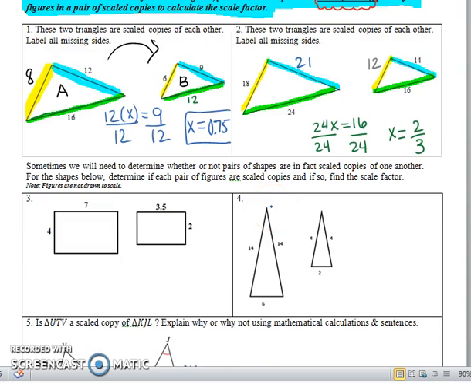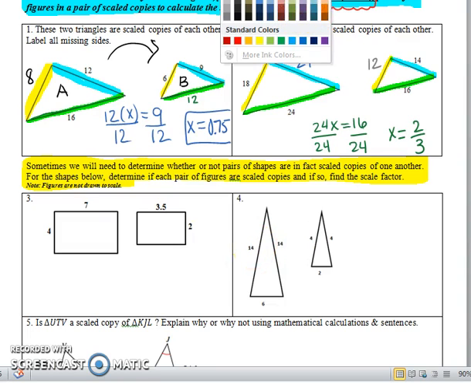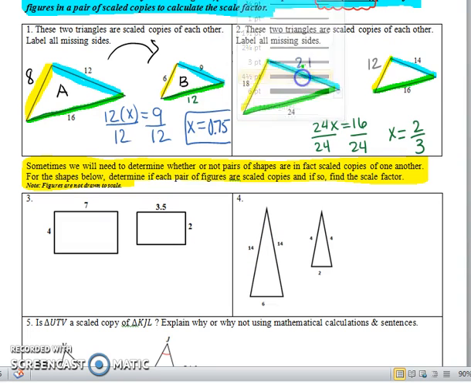Now for these next examples, let's read this sentence here. It says, sometimes we will need to determine whether or not pairs of shapes are in fact scaled copies of one another. So in examples 1 and 2, we were told those two triangles were scaled copies. But for numbers 3 and 4, we don't know if they are scaled copies, and that's for us to figure out. So again, corresponding parts is going to be really important here.